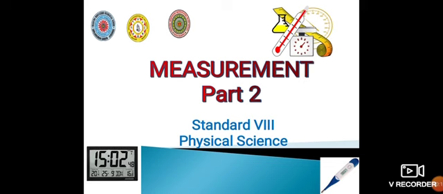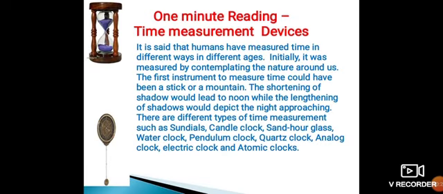Before we start the lesson, an interesting 1-minute reading for you all. Time measurement devices. It is said that humans have measured time in different ways in different ages. Initially, it was measured by contemplating the nature around us. The first instrument to measure time could have been a stick or a mountain. The shortening of shadow would lead to noon, while the lengthening of shadows would depict the light approaching.